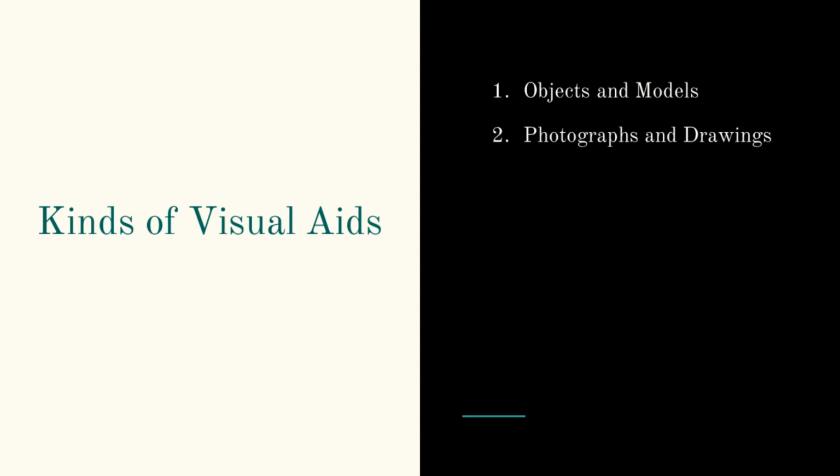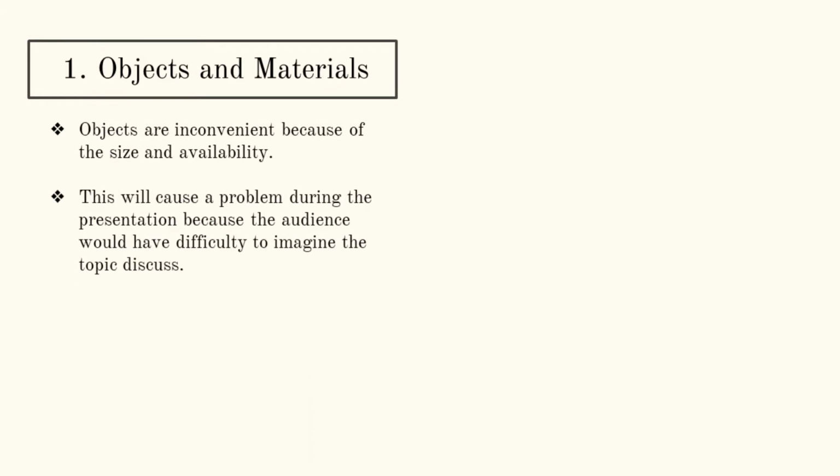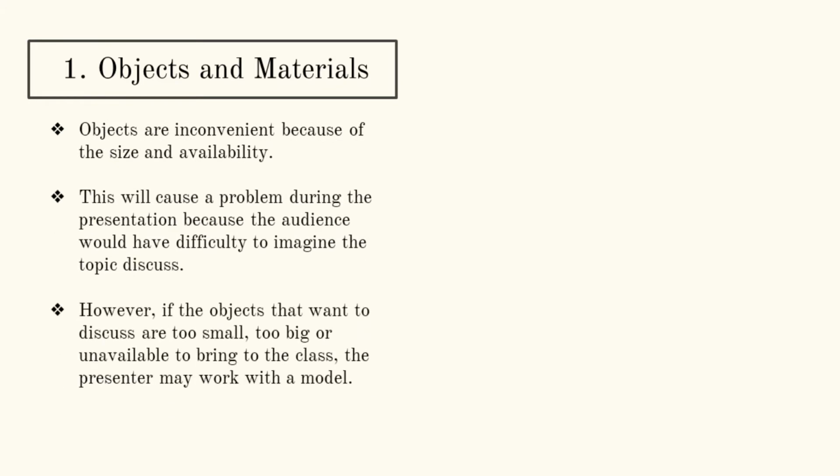What are the kinds of visual aids and how many types are there? There are 6 types of visual aids: objects and models, photographs and drawings, graphs, charts, video, and the speaker. First, objects and models. Objects can be an excellent way to clarify ideas. However, they cannot always be used effectively because they can cause problems during the presentation, as the audience would have difficulty imagining the topic discussed.